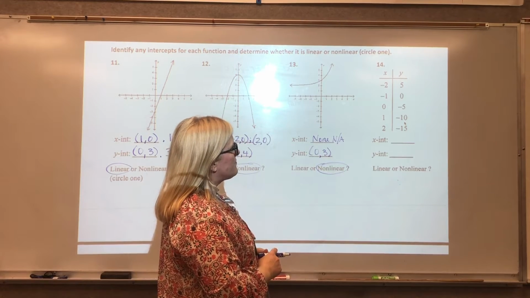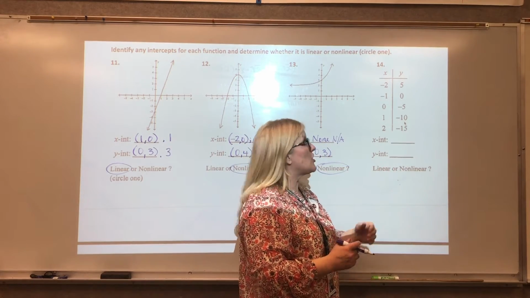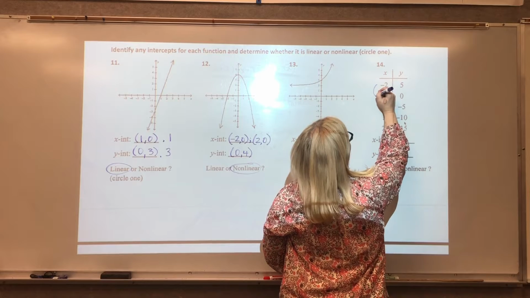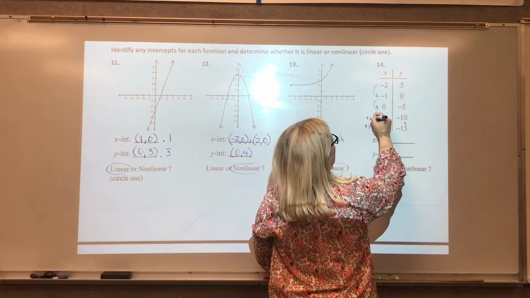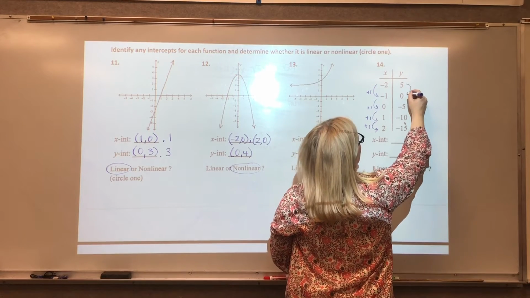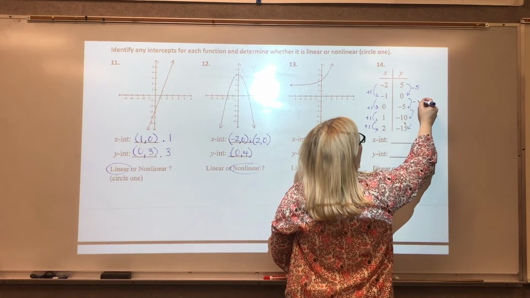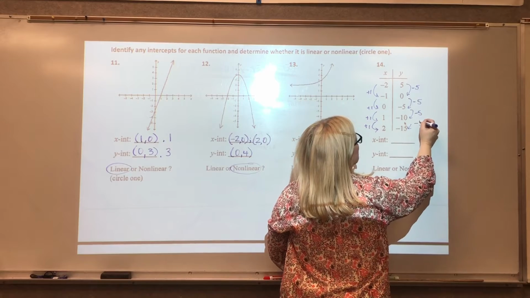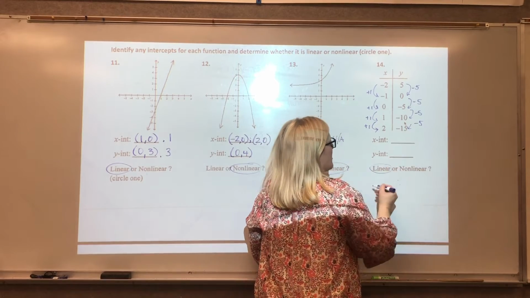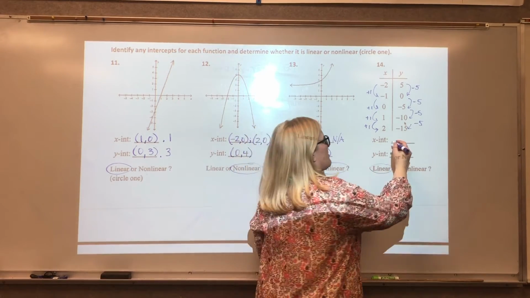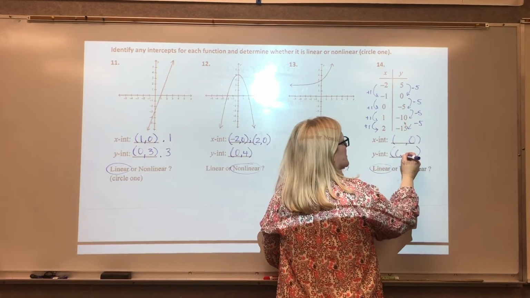Okay, so this one, we're not given a graph, but we need to see if it's linear or nonlinear. So these are all going up by 1, right? All going up by 1. These are all going down by 5. And remember that when both of these things are consistent, then we have a line. So this is linear. And remember, an x-intercept is something that takes on this form. It has a 0 for y, and my y-intercept has a 0 for x.